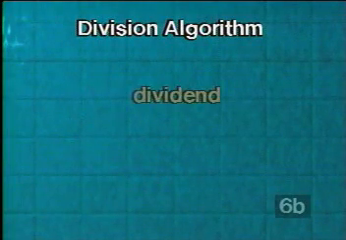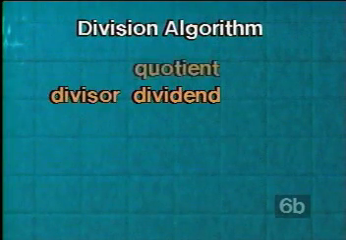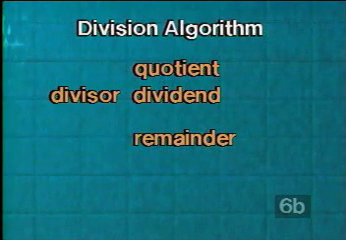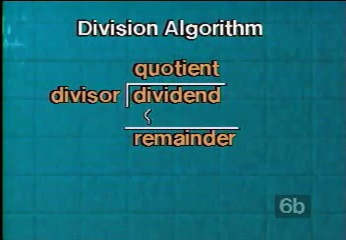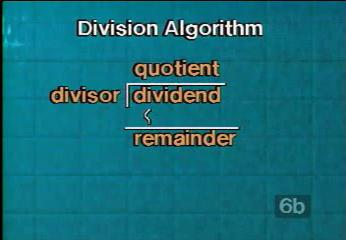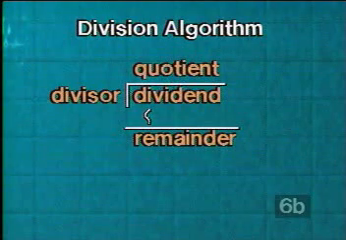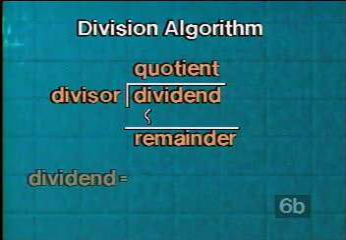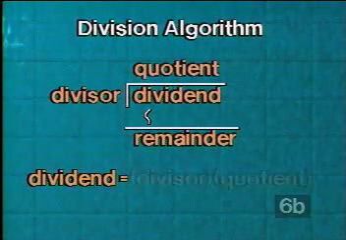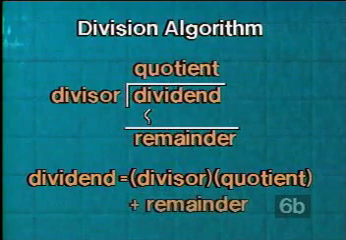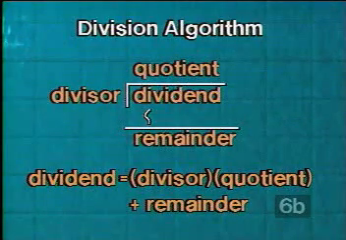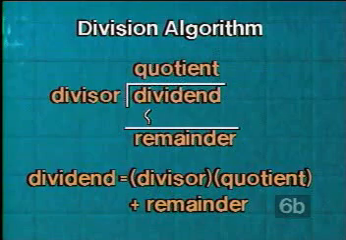The division algorithm shows the relationship among the terms dividend, divisor, quotient, and remainder. In a standard division problem, a dividend is divided by a divisor to yield a quotient and a remainder. If a particular division has been done correctly, the dividend will be equal to the product of the divisor and quotient plus the remainder. This equation is the division algorithm.